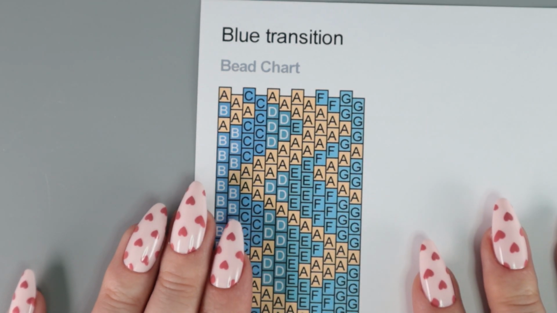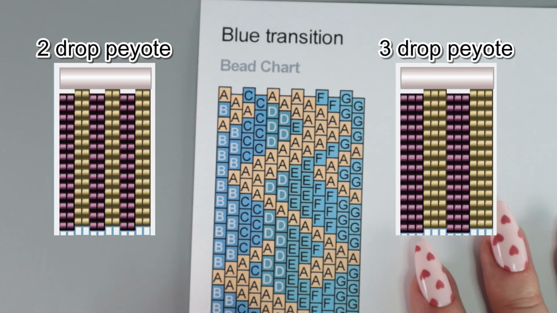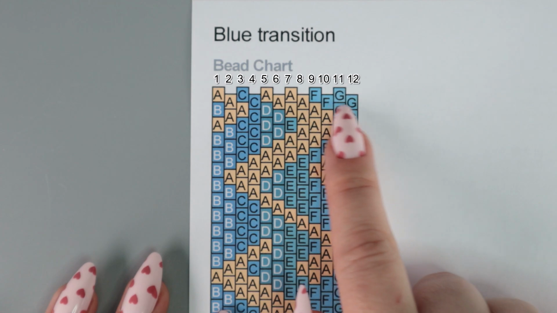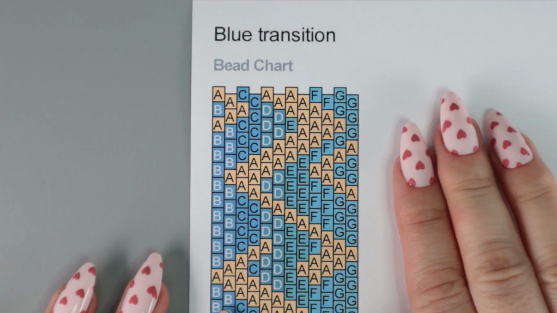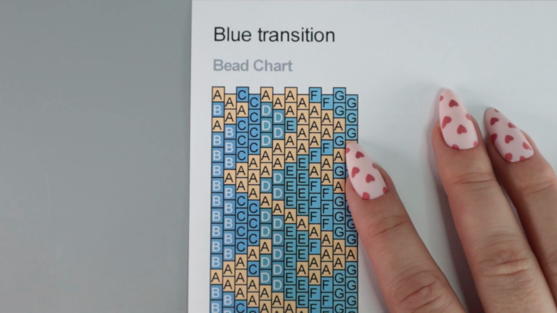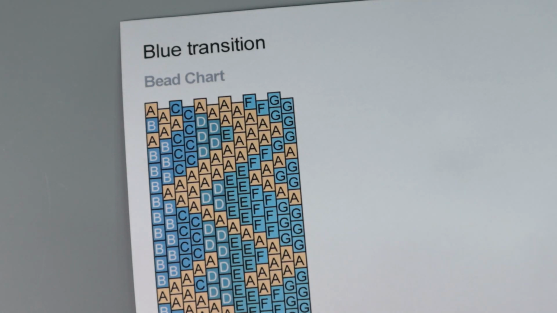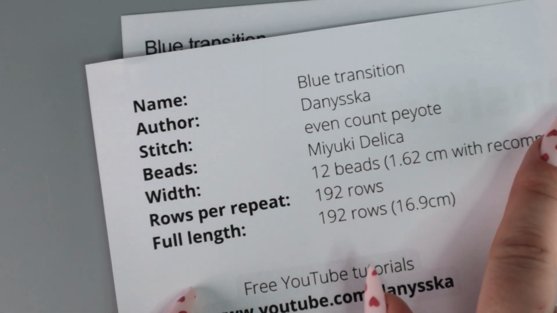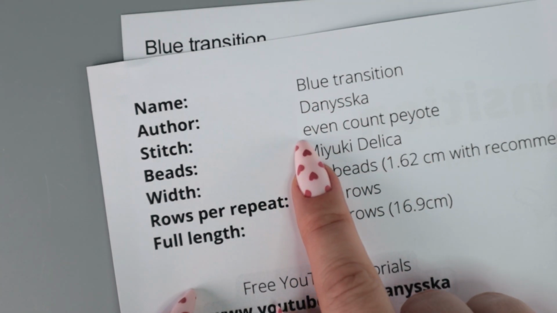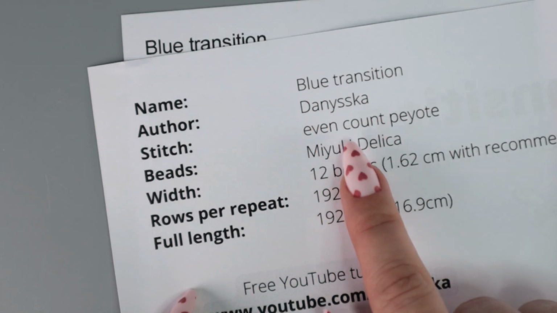There are also variations like 2-drop, 3-drop peyote, where you pick up multiple beads at once. This pattern has 12 beads per row, meaning it's an even count peyote, so you won't need to do a special turn at the end of each odd row. But don't worry, if you purchase one of my patterns, I always include this information in the bonus PDF.